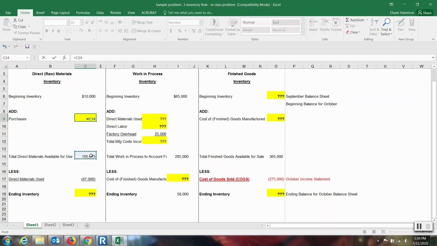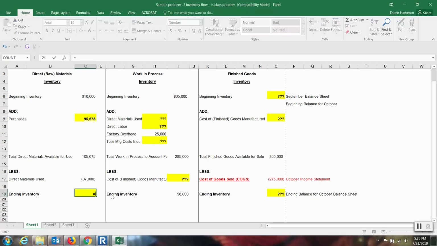I'm going to use Excel since I've got it here. I'm going to take the total available for use and subtract the beginning balance. When I do, I will see that purchases must have been $95,675 in order to end up with a total direct materials available for use of $105,675. Direct materials used, $87,000.